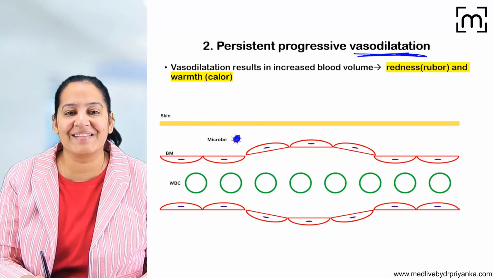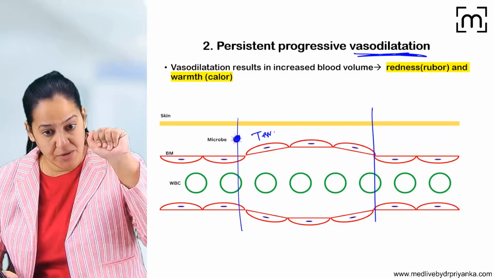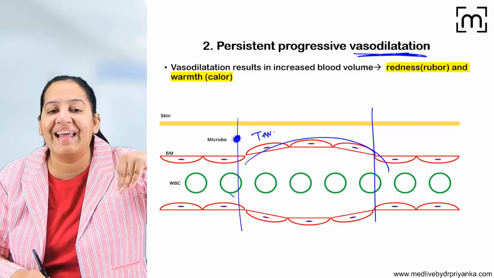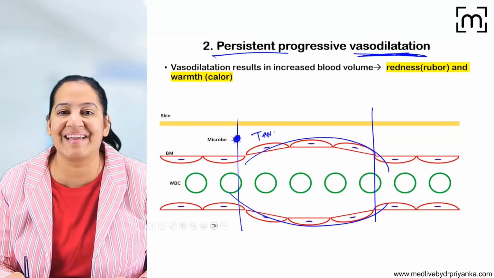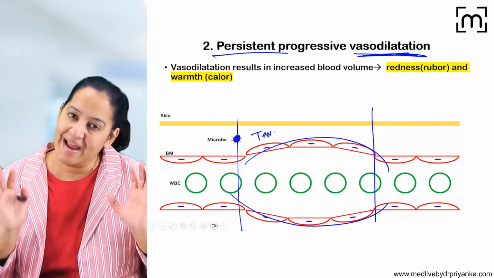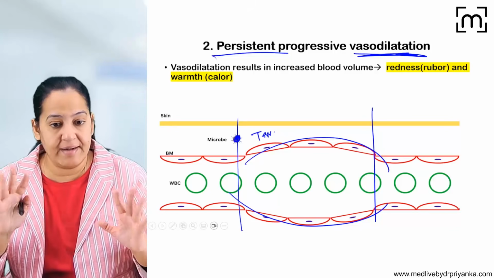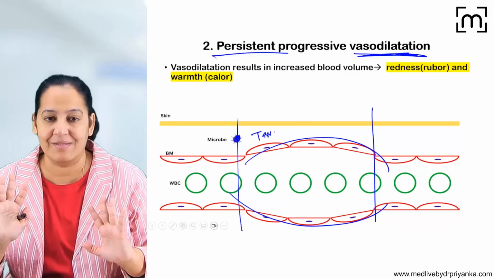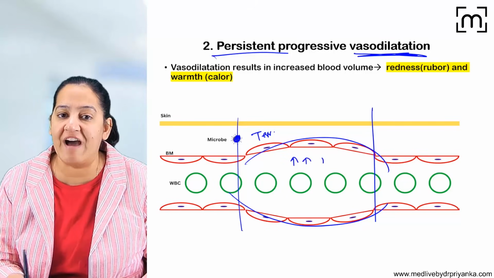Now see, again, this is the terrorist. The same portion which was vasoconstricted now undergoes vasodilation. And the vasodilation is persistent. It's not transient. Got my point? It will remain there for the next few hours, not just a few seconds. So the second step is vasodilation. Vasodilation means more blood. This portion has more blood.